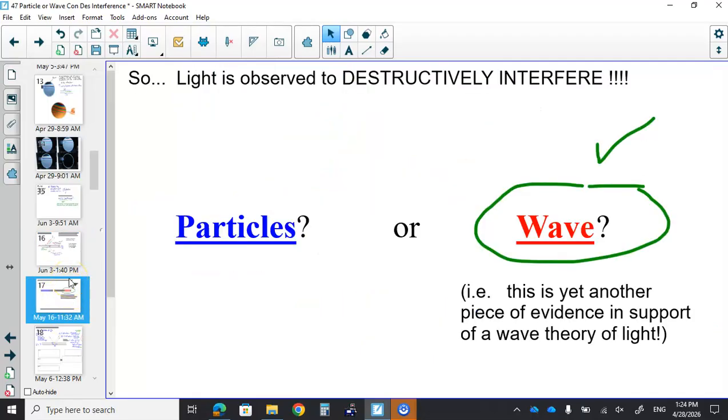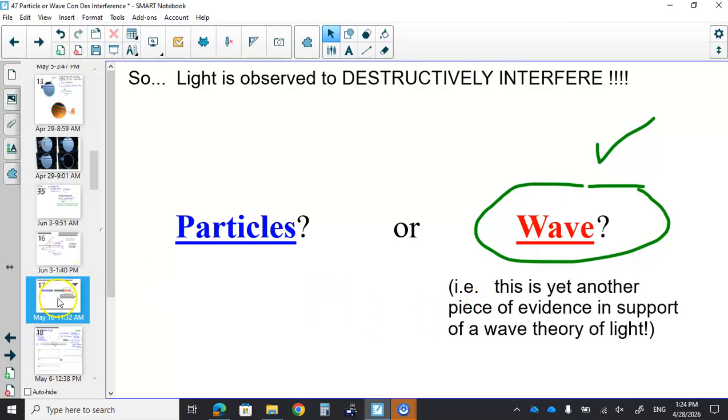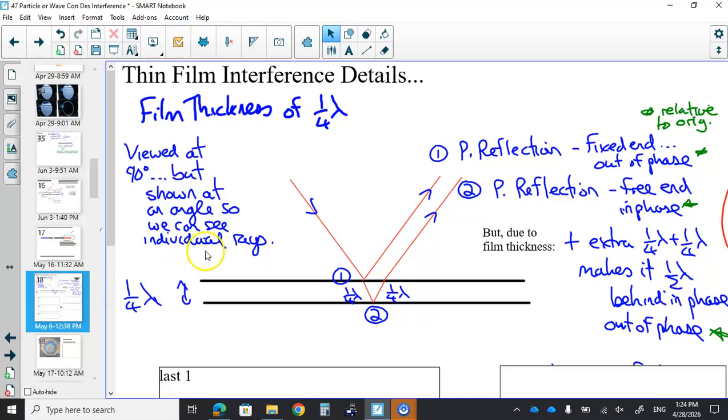Destructive interference, yes, that's a wave property. Yet another piece of evidence in support of the wave properties of light.